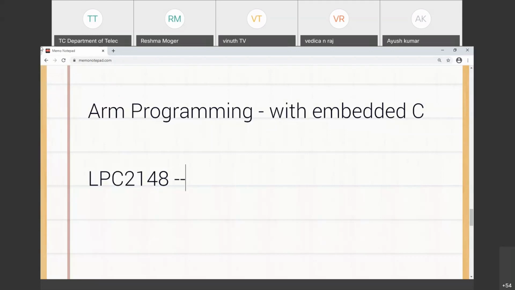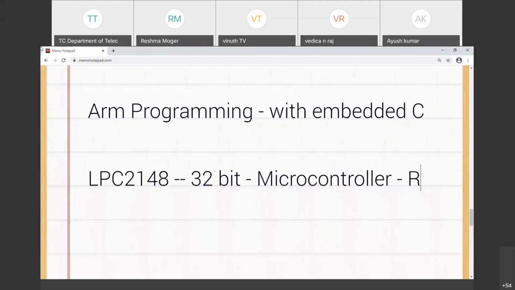If somebody asks what 2148 is, you should say it is a 32-bit microcontroller, or 32-bit ARM controller, which has the RISC architecture. It means that there is a small instruction set.